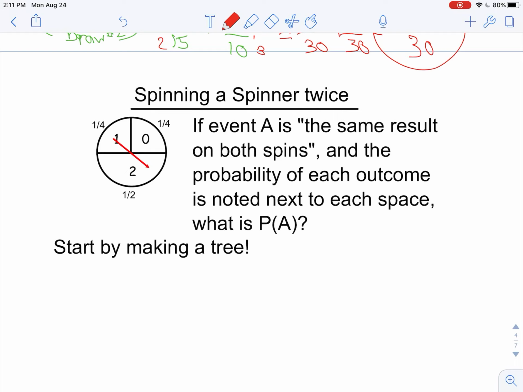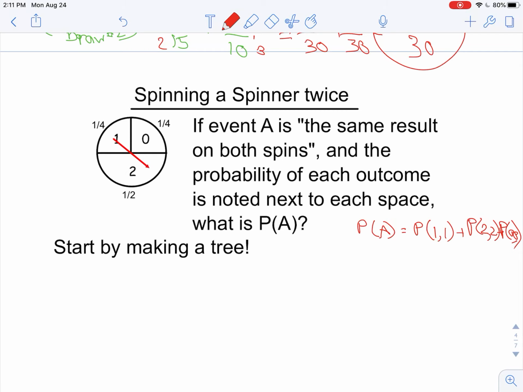So if event A is the same result of both spins, and the probability of each outcome is noted next to each space, what's the probability of event A, that I get the same spin twice? That is to say, probability of A is going to be the probability of getting a 1 and a 1, plus the probability of getting a 2 and a 2, plus the probability of a 0 and a 0.